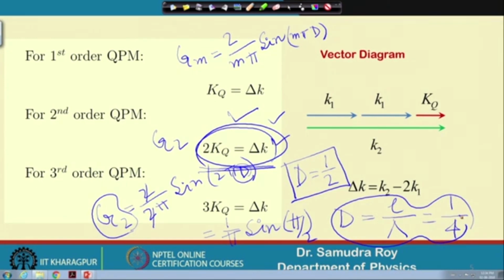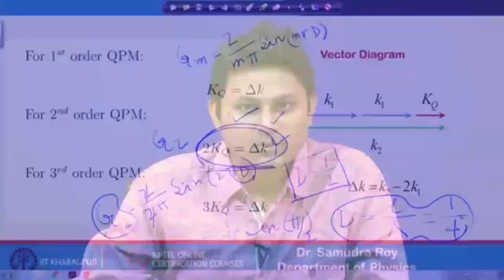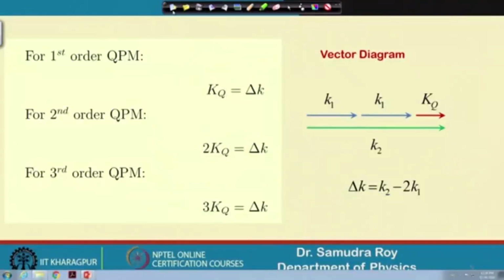So, with this periodicity, you will not get any second order quasi phase matching. Even though the phase matching is there, the effective contribution will be 0. Next, we will conclude our topic. Before that, we have something to say regarding the vector diagram.